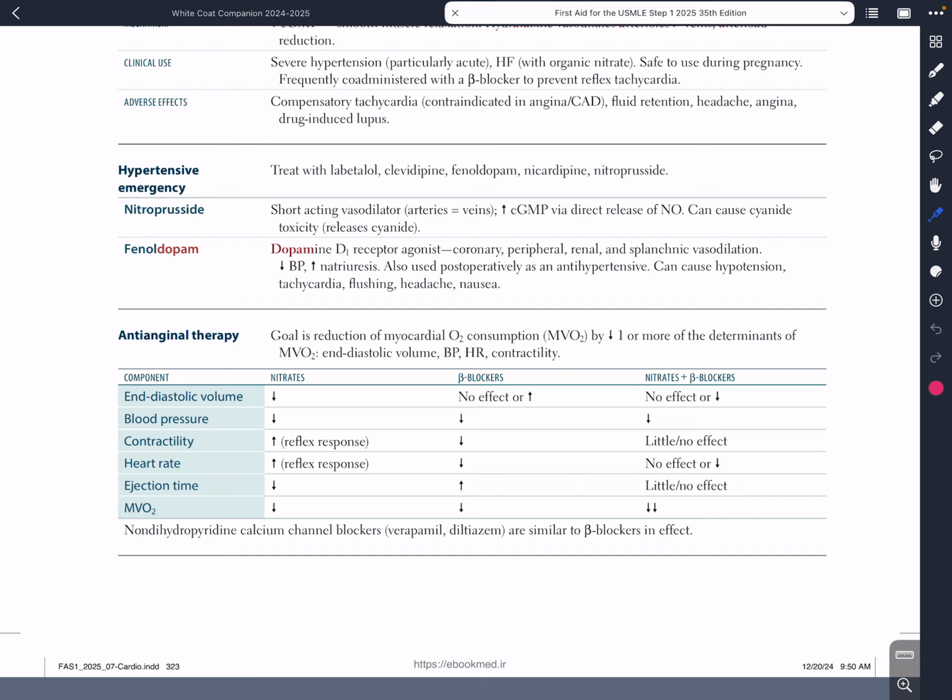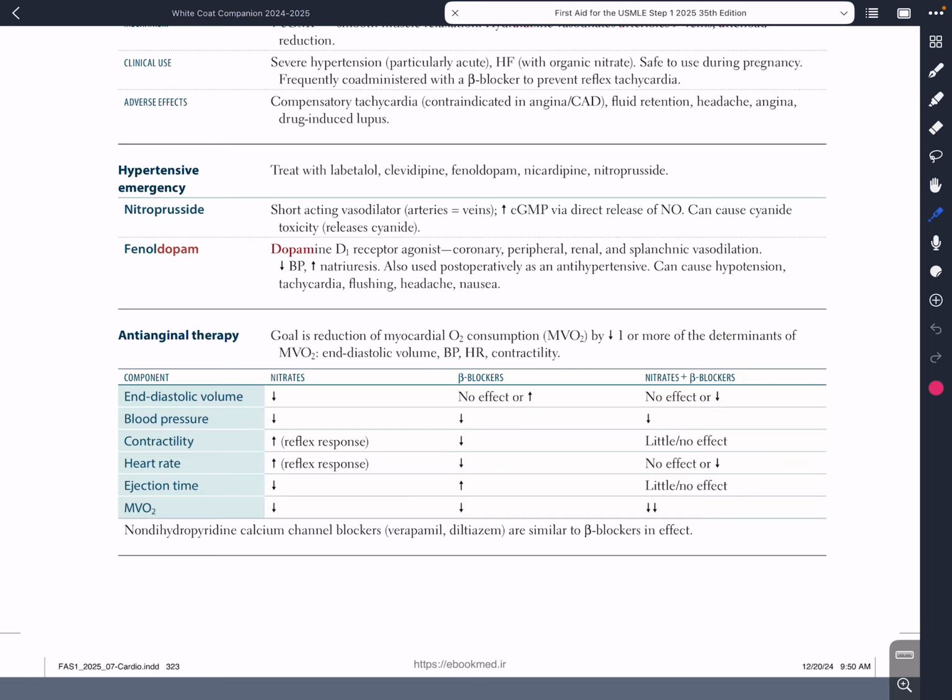What happens if you give nitrates in tachycardia? Tachycardia means increased contractility. So if you give nitrates, the contractility increases. You remember we read reflex tachycardia. The reflex response increases contractility. With beta blockers, contractility decreases. So if you give them together, they cancel out each other.